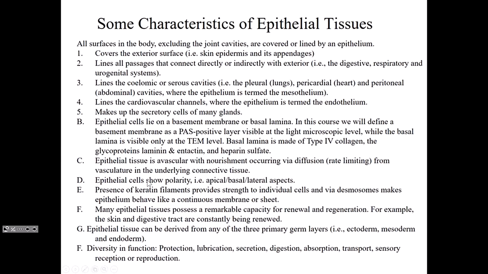Epithelial cells also show polarity, okay? The apical surface of a cell might have microvilli. The basal surface of a cell will be residing on a basement membrane, and the lateral surfaces of the cell will be between two adjacent cells. So apical, basal, lateral, okay? That's polarity, as in north-south, if you like, or orientation.